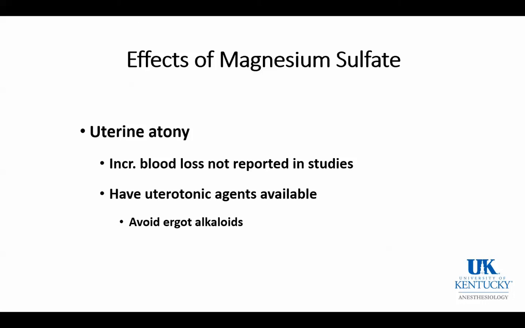But I will caution you, as when we talked in our obstetric hemorrhage talk, that ergot alkaloids, methergine, can cause significant hypertension. So that would be a relative contraindication to use that for hemorrhage in the patient who has preeclampsia.